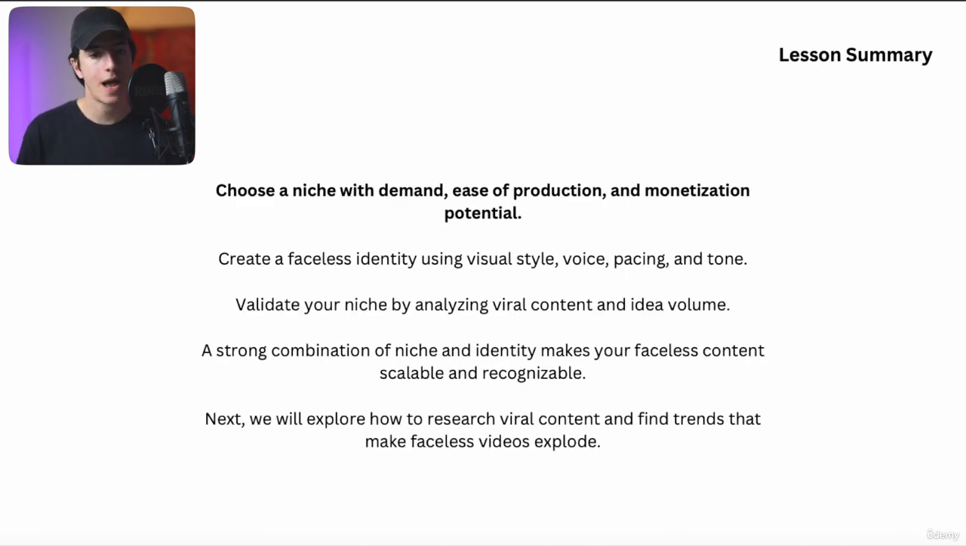So to summarize this lesson, you should choose a niche with demand, ease of production, and monetization potential. Those are the three parameters you need to take into consideration at this early stage of your faceless content journey. Create a faceless identity using visual style, voice, pacing, and tone. This is how you create your identity. You can validate your niche by analyzing viral content and idea volume from short-form content algorithms like TikTok, Instagram, and YouTube. This strong combination of niche and identity makes your faceless content super scalable and super recognizable.